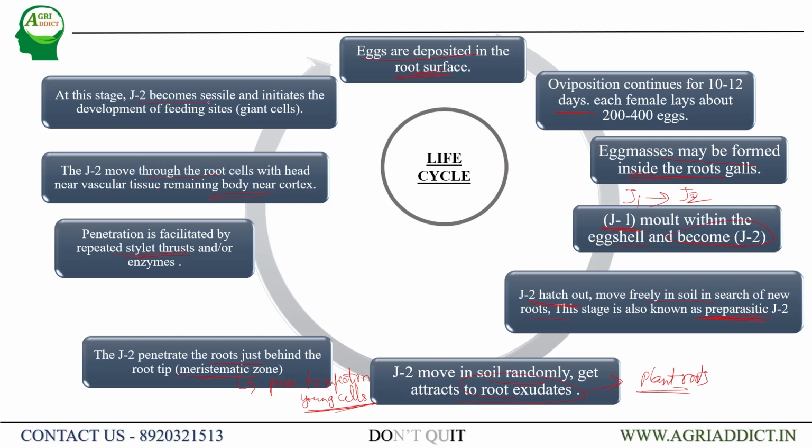And at this stage, J2 will become sessile and initiates the development of feeding sites, that is known as giant cells. Giant cells are most important from the JRF point of view, because many times they have asked the question: the giant cells are formed in case of which nematodes? It is in case of root knot nematodes. There are specific terms related to different nematodes, because giant cells are formed by root knot nematodes, and in case of cyst nematodes, it is syncytium. Like this, it differs from one nematode to another nematode.